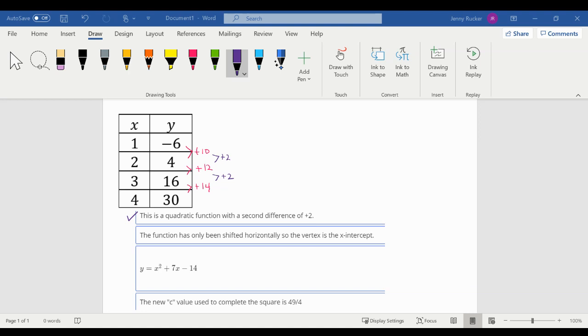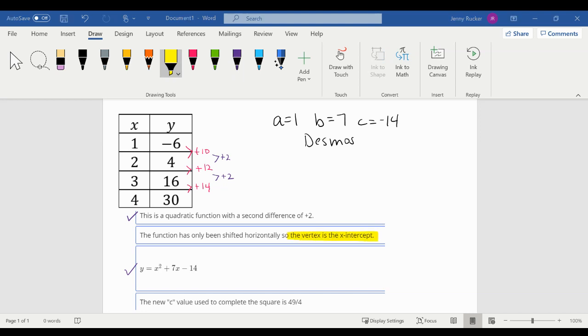So if I look at my choices, I can see that A is equal to 1, B is equal to 7, C is equal to -14. And I got that from Desmos. So it looks like this choice down here is correct. And when I look at that graph, it says it has been shifted horizontally. So the vertex is the x-intercept.